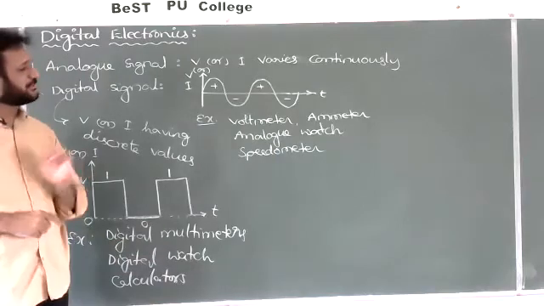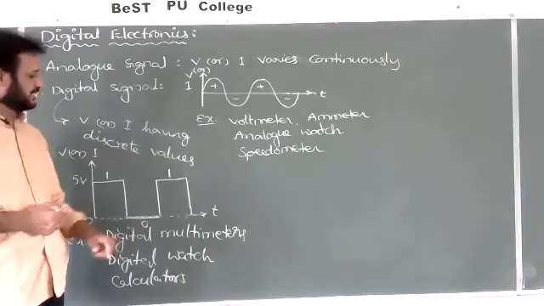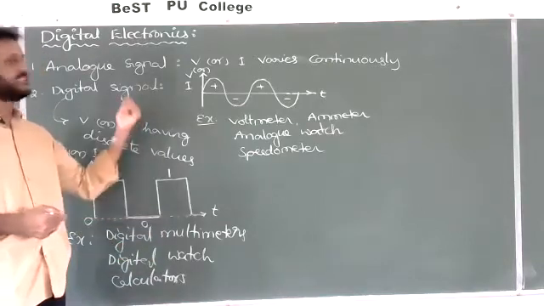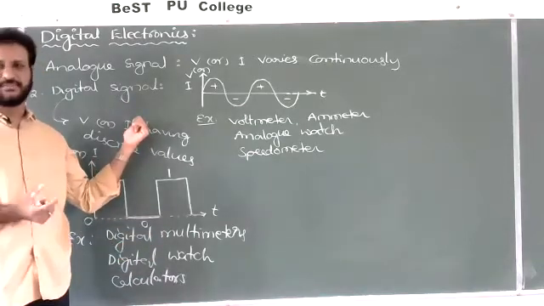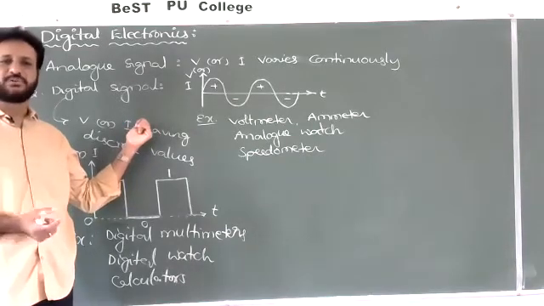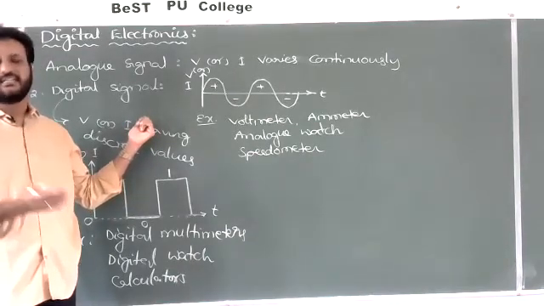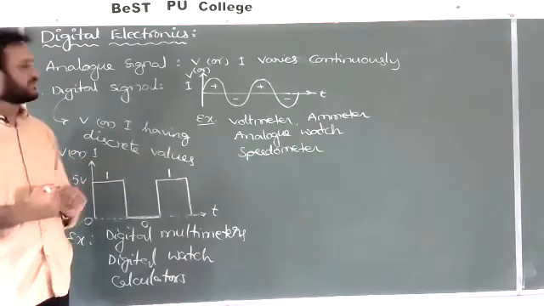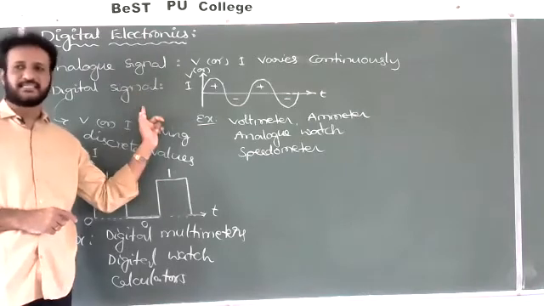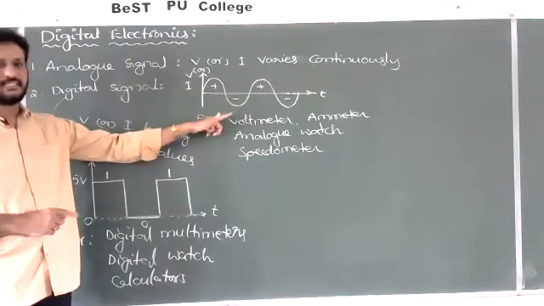Here the branch of electronics which deals with digital circuits, or digital signals, is called digital electronics. At the start I have given a definition. The branch of electronics which deals with digital circuits is called digital electronics. So a digital circuit always uses what type of signal? Digital signal. But analog circuits use analog signals.